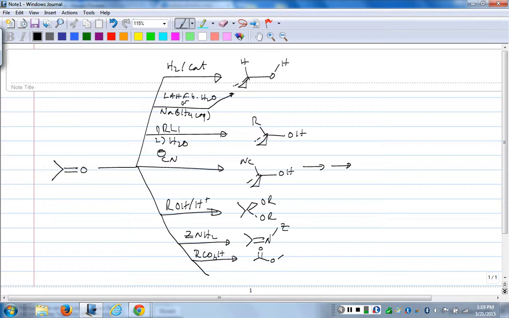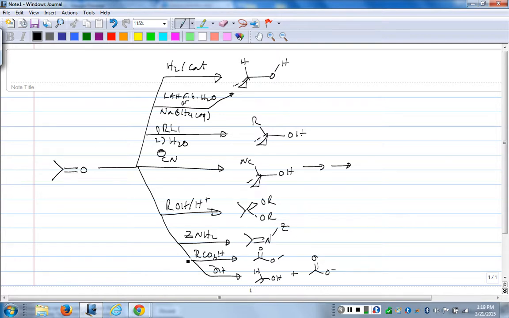And then the last one is the reaction with hydroxide, in which you get what's called a disproportionation reaction to generate an alcohol and a carboxylate. Although this would be only true for an aldehyde, so you end up with the carboxylate.